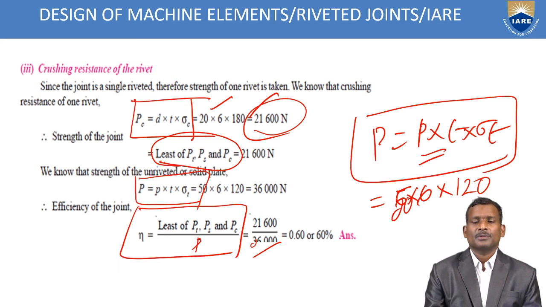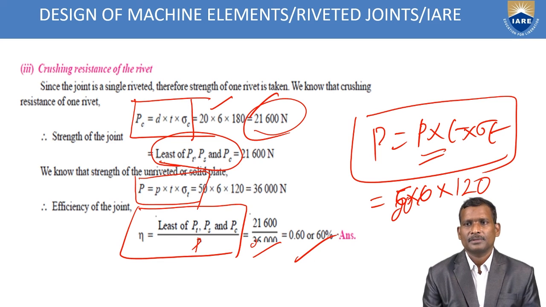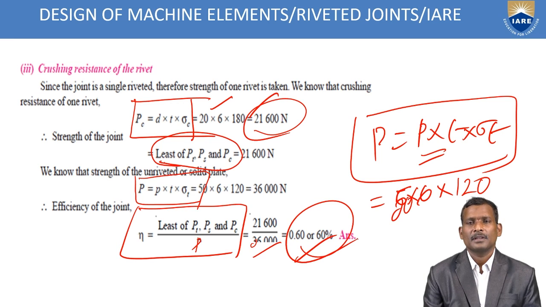Now substitute these values in the efficiency relation, and we will get the efficiency. Our obtained efficiency is 60%. So for efficiency-calculating problems, first you should calculate the strengths of the rivet, finally decide the strength of the joint, and then apply the efficiency formula. Calculate the unriveted plate strength and take the ratio, and you will get the efficiency of the joint. Like this, you need to solve this type of problems.